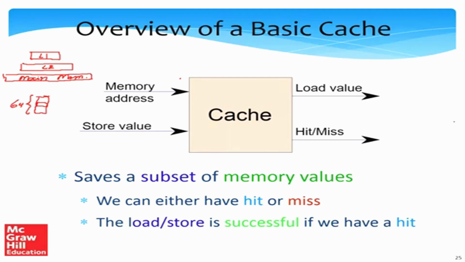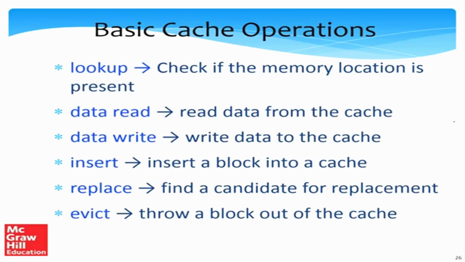So what are the basic problems? We need to make a hit or miss decision first. If there is a cache hit, we need to perform the load or store. Let us look at the basic cache operations and describe the operation of an entire cache on the basis of some of its primitive operations.